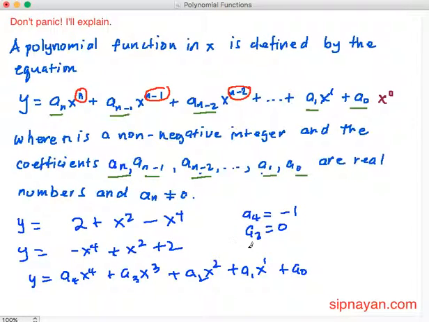Tapos yung squared, we have again 1. A sub 2 is equal to 1. And then a sub 1, may nakikita ba kayong x? Wala, di ba? So a sub 1 is equal to 0. And then a sub 0 is equal to 2. Okay? So na-identify natin yung mga ito, no? And of course, we already have the exponents, so hindi na natin kailangan identify because they're already here, no? So ito yung exponents natin are already given here. Okay?